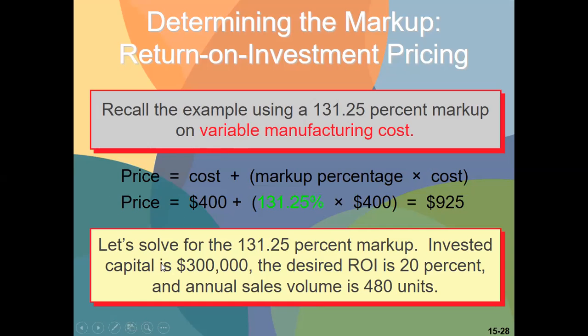And let's solve for the markup. In this case, it is again 131.25%. And then there are details. Invested capital is $200,000. The desired ROI is 20%. And annual sales volume is 480 units. So I think this is a problem.